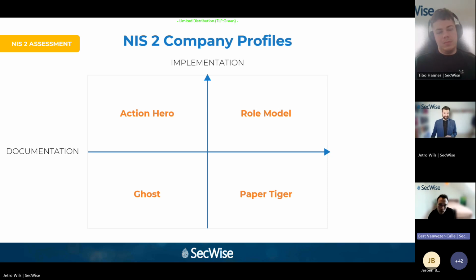Yes, we have a new question. So the requirement is to have a management system, as on the previous slide, and not to implement the Cyber Fundamentals controls. So why is there a minimal score in the Cyber Fundamentals?